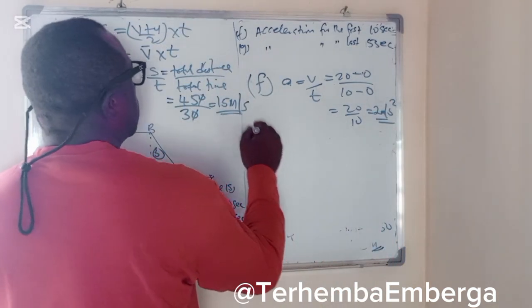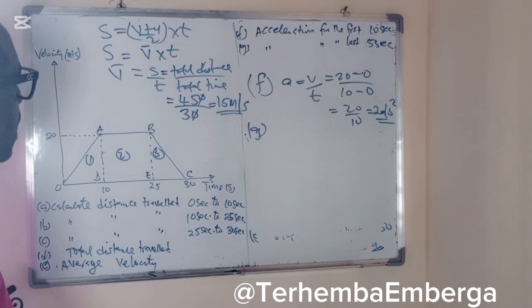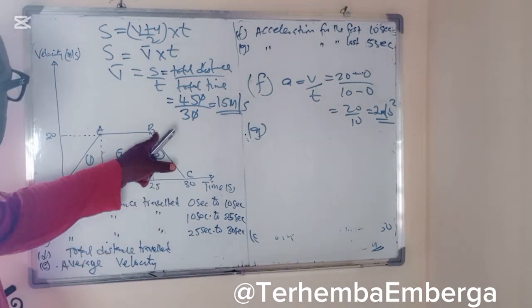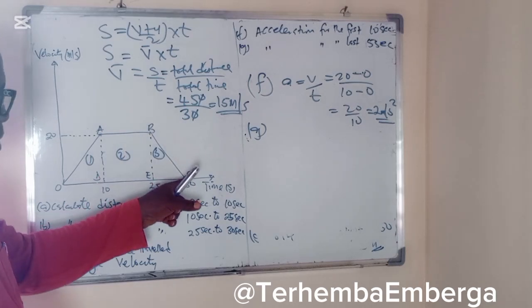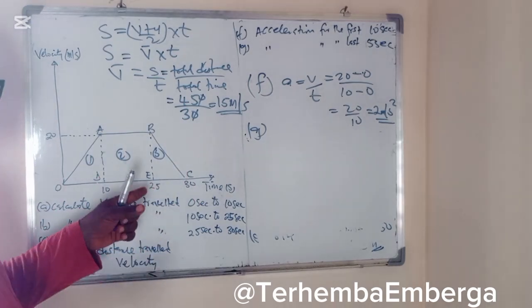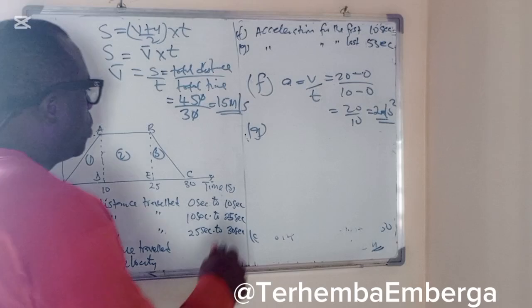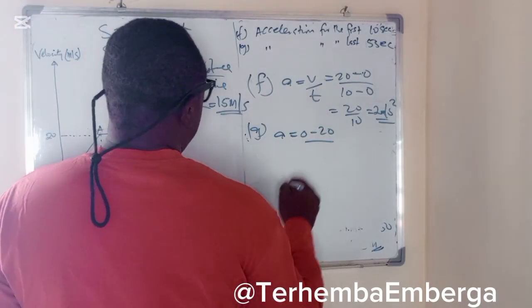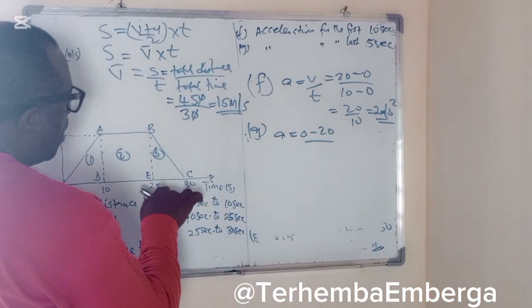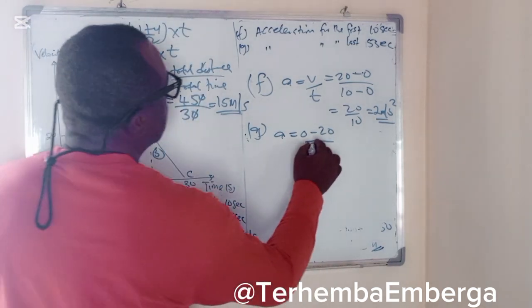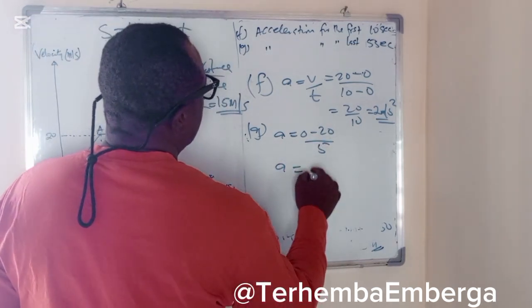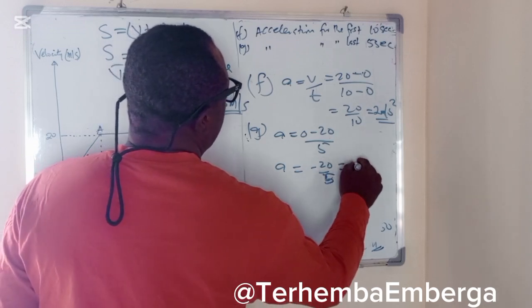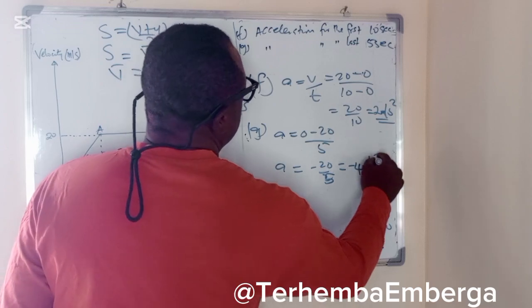Then the last one is the acceleration in the last 5 seconds. At this point, it is now decreasing, so we'll call it retardation or deceleration. So that will be equal to 0 minus 20 all over 5, which is equal to minus 20 over 5, which is equal to minus 4 meters per second squared.